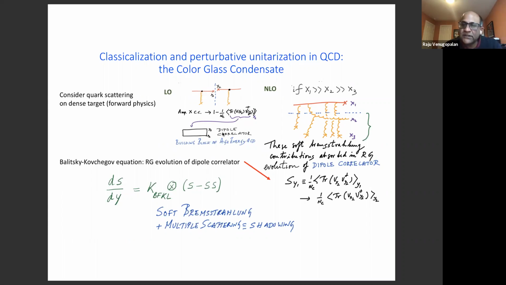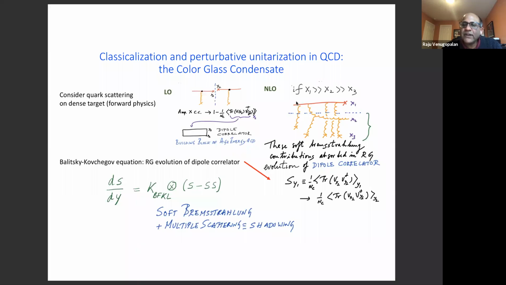Such dipoles are the building blocks of high energy QCD. So it's not parton distributions in the high energy limit which are the building blocks, but these dipole objects, which are the fundamental objects. And there are other such objects that I'll come to in a second. So this is a classical computation, right? It's leading order. But now assume that I have the emission of a gluon.